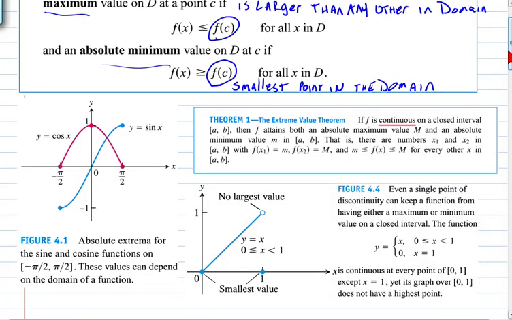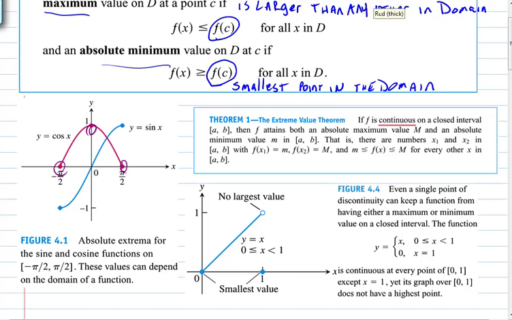So here in figure 4.1, we have two functions, y equals cosine x and y equals sine x. The absolute extrema for the sine and cosine functions on the interval from negative pi over 2 to pi over 2 are as follows. Cosine has an absolute max at this point right here. That's the absolute maximum. Cosine has absolute minimums, meaning the lowest points. Maximum is just the highest point. Minimum is just the lowest point. And cosine has its minimums at negative pi over 2 and pi over 2.